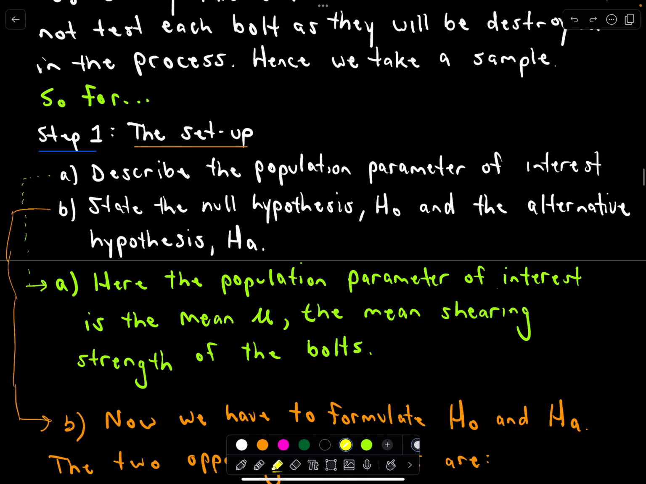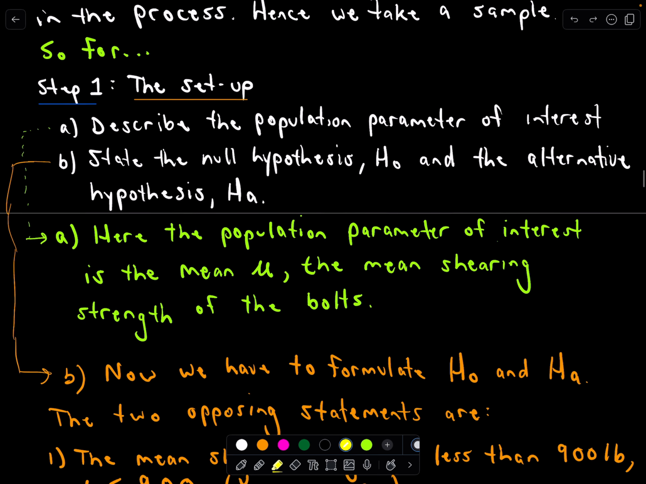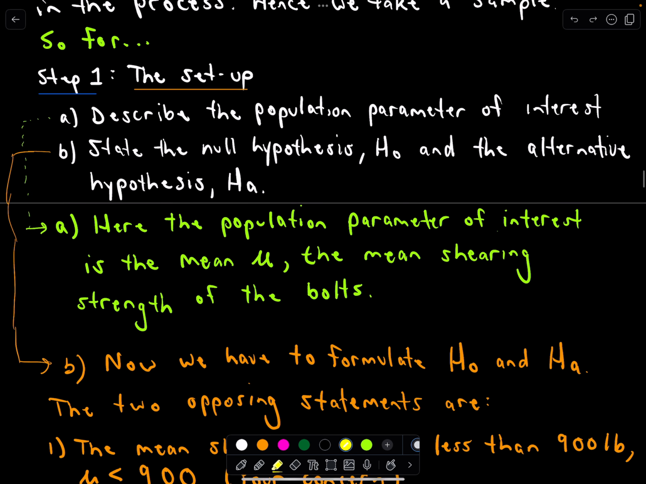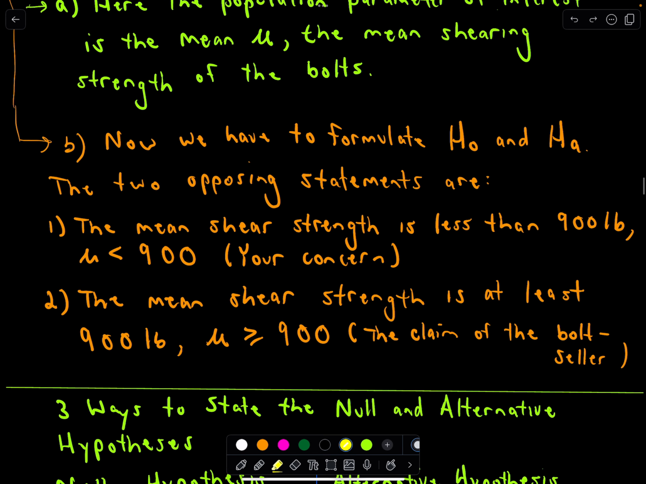Okay, so I've got our steps written down here. Let's go through it. So we said we want to talk about that population parameter. So here that population parameter of interest is the mean mu. It's going to be the mean shearing strength of the bolts. That's what we're interested in. Okay, so we have to formulate our null hypothesis and our alternative hypothesis.